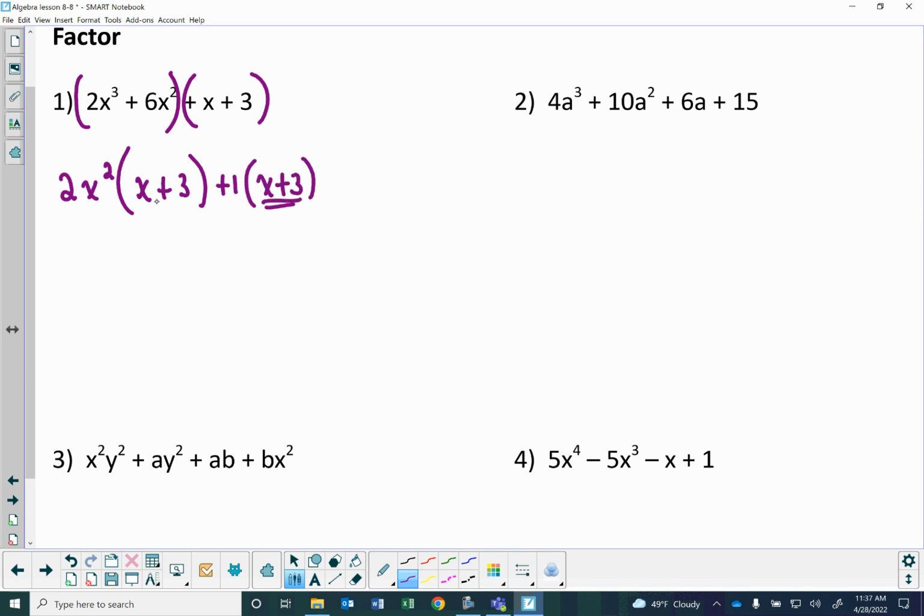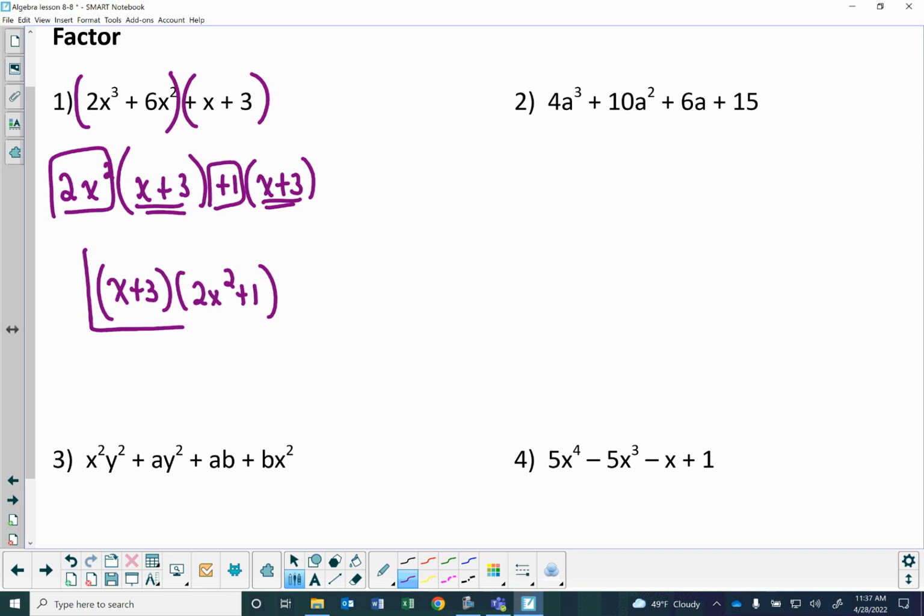Now I have my common term, just like we factored before when we were factoring in the form of ax squared plus bx plus c. So my common term is x plus 3. And what is left over? 2x squared and the 1. So that's how you'd factor something that has more than 3 terms. Factoring by grouping is actually fairly simple. And since we've done quite a bit of it when we factored polynomials in the form of ax squared plus bx plus c, you should find this to be fairly straightforward.